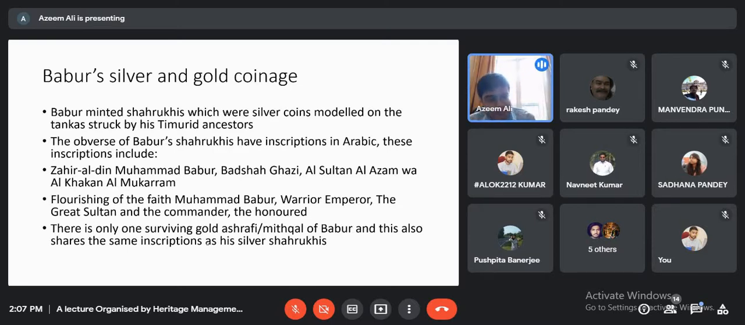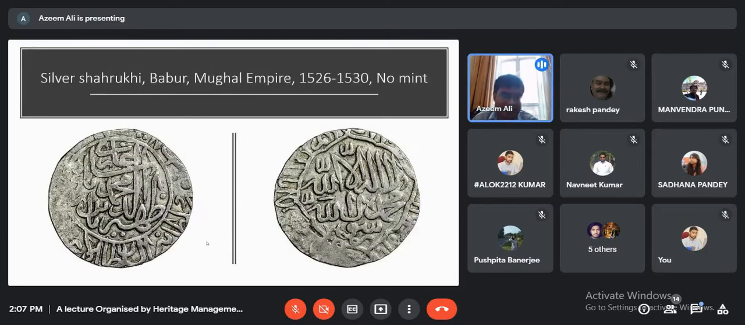And there's also only one surviving gold Ashrafi, or miskal of Babur, and this shares the same inscription as the silver sharukis. And here is one of the silver sharukis. So you can see Babur's name and title here on the obverse, and then the kalima here on the reverse. And no mint is given, but these are often attributed to Kabul in Afghanistan.